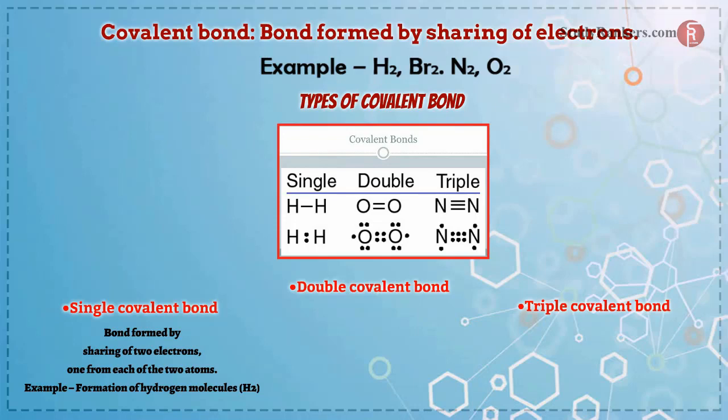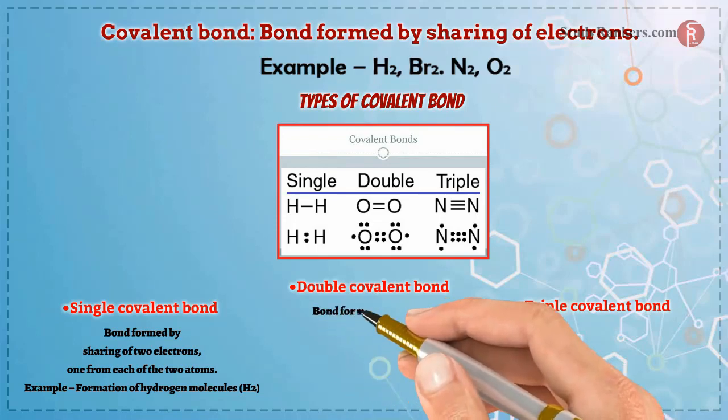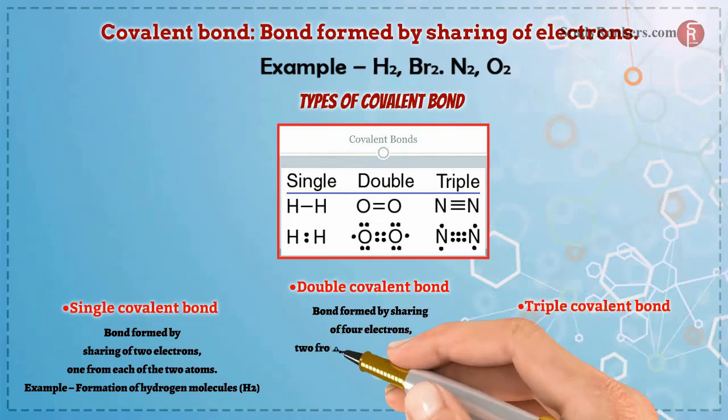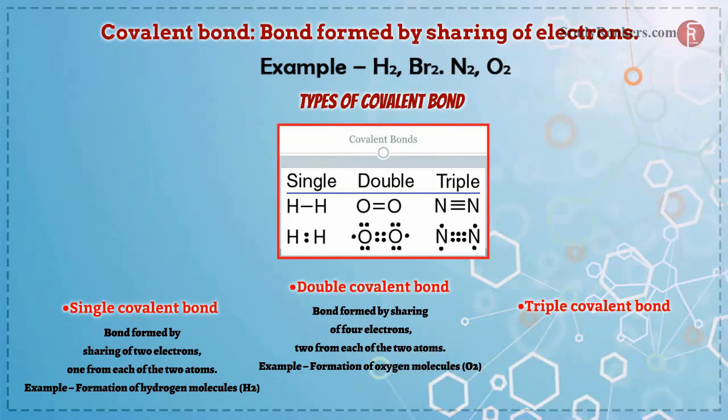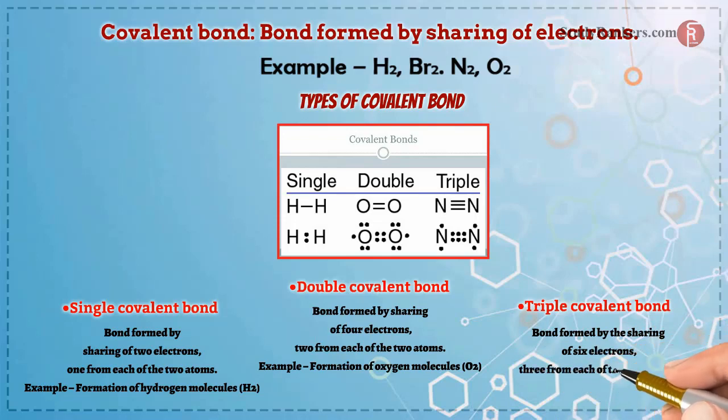In a double covalent bond, the bond is formed by sharing of 4 electrons, 2 from each of the 2 atoms. Example, formation of oxygen molecule, O2. In O2 gas, 2 oxygen atoms share 2 electrons each. A triple covalent bond is formed by the sharing of 6 electrons, 3 from each of the 2 atoms. Example, formation of nitrogen molecule N2. In the N2 molecule, you can see two nitrogen atoms share 3 electrons each.